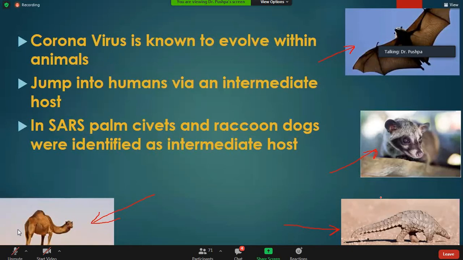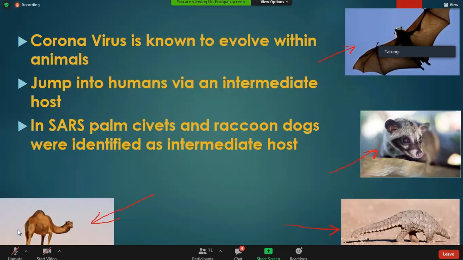What happens is that these bats want to keep themselves cool. So how do they keep themselves cool? They splatter saliva on their wings and then they cool themselves. So when they are flying, the saliva gets spread to other animals. These accidental animals can be a raccoon dog or a camel or a pangolin. In that pangolin, raccoon dog or camel, the virus stays for quite some time until they come into contact with human beings and the virus is transmitted to them.